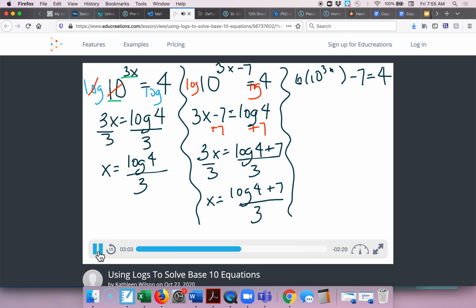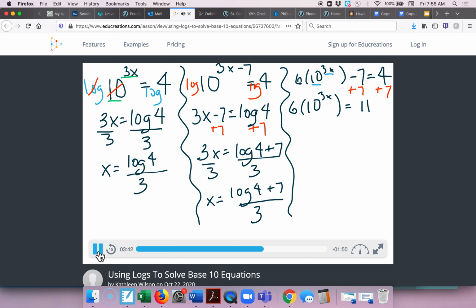All right, now let's look. We're going to jump up quite a few notches here, the next one. Right, on the left-hand side of our equation, we've got lots of things going on. We've got our base, we've got our exponent, but then we also have these 2 other numbers, the 6 and the minus 7. We cannot use logs until all we have on the left-hand side is the base and the exponent. So we need to get rid of the 6 and this minus 7. So we're going to get rid of the minus 7 first. We're going to add 7 to both sides. Okay, 6 times 10 to the 3x power equals 11.